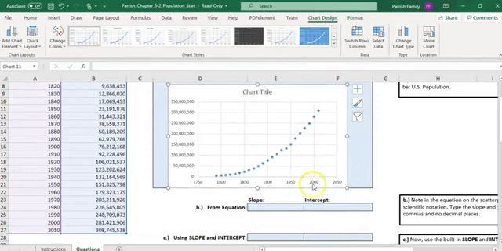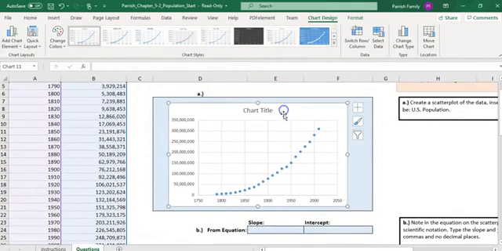Okay, so I want you to read the rest of the directions. I want you to put the chart title on there, and if they ask for any axis titles, make sure you put those in there, and then we'll talk about the trend line.